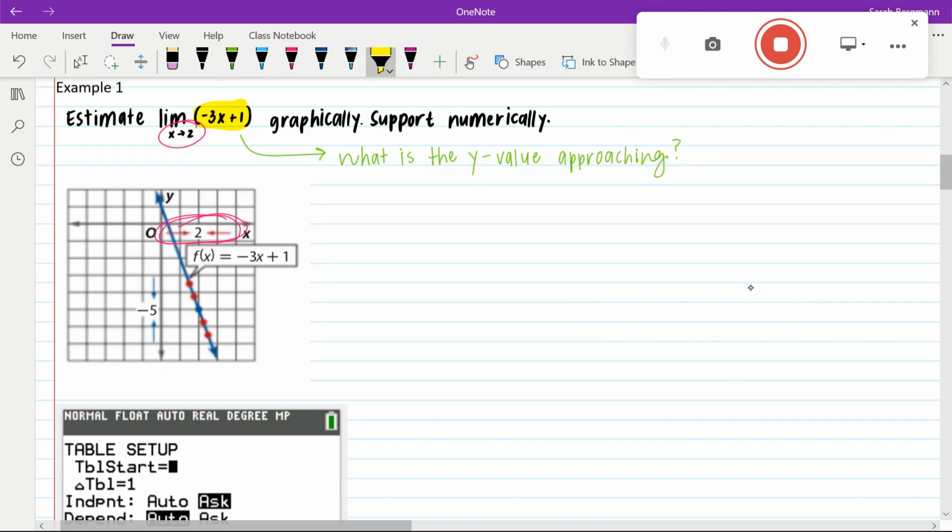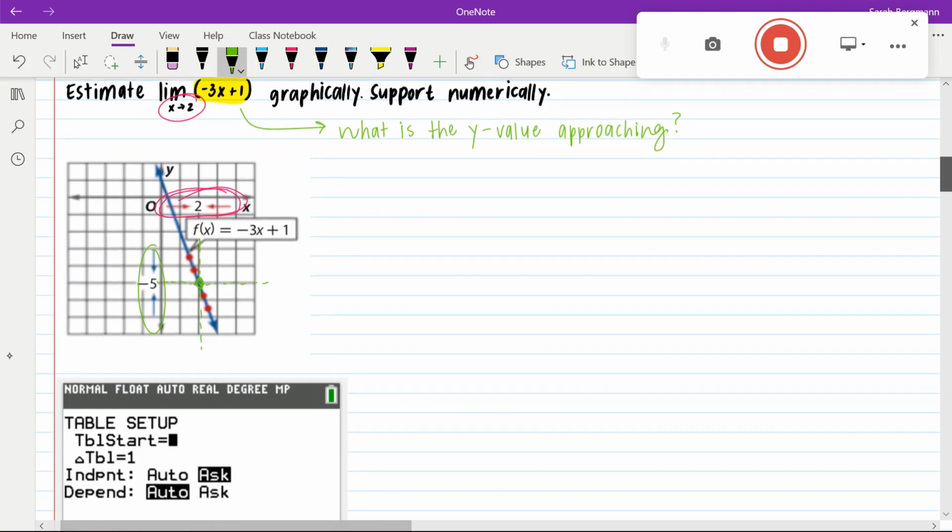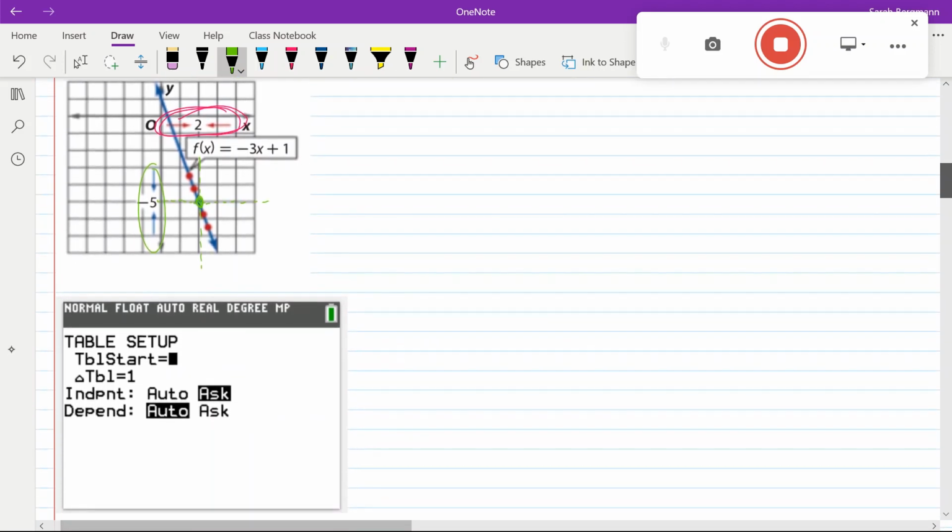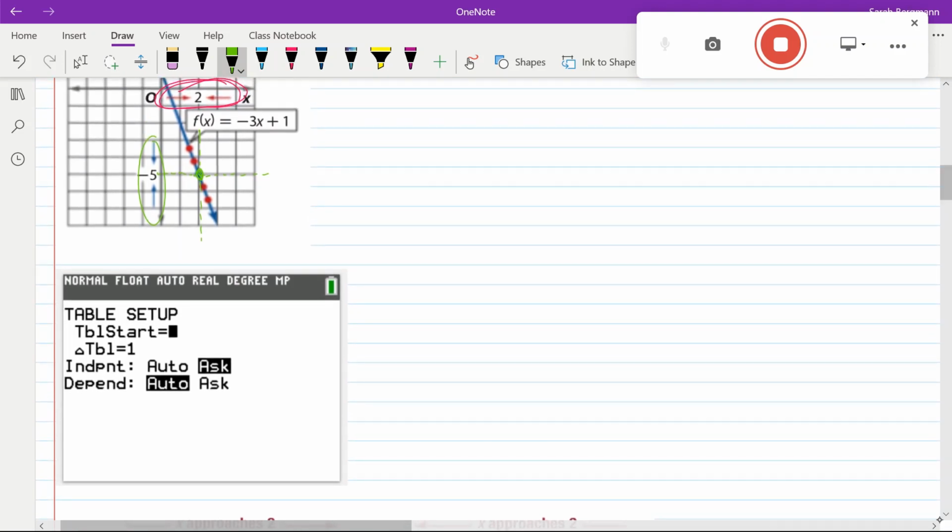So if we look at this, as x is approaching 2, we are looking at this function. So as our x value gets closer and closer to an x value of 2, our y value is getting closer and closer to a value of negative 5. And if we wanted to support this numerically, we could go to our table setup. The table start doesn't matter. You can put anything in here. Change in table literally doesn't matter either. The thing that matters is that you have the independent variable on ask and the dependent variable on auto.